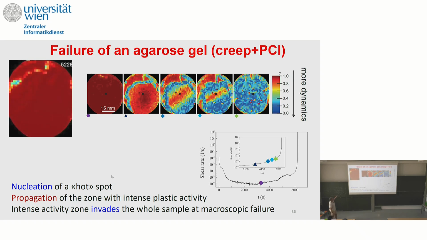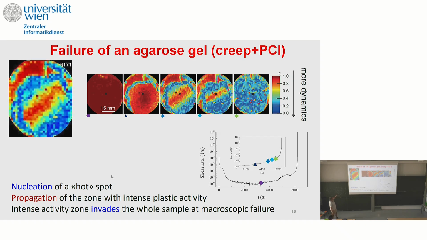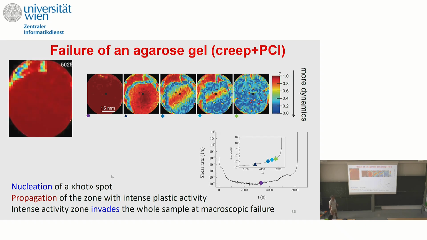So if I play this movie, which is just a sequence of these dynamic activity maps, as we call them, taken at different times during the creep experiment, I can first notice this nucleation in a specific spot, which will be the origin of the failure of this gel, and then the fact that slowly it propagates. This occurs over thousands of seconds, and eventually invades the full sample.